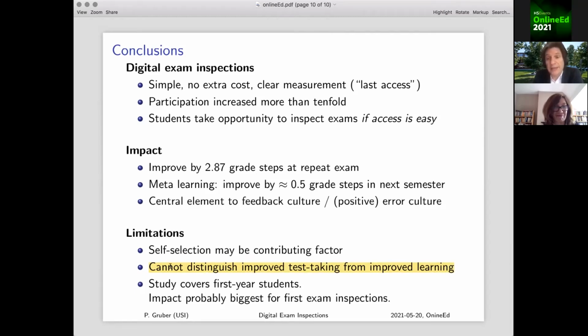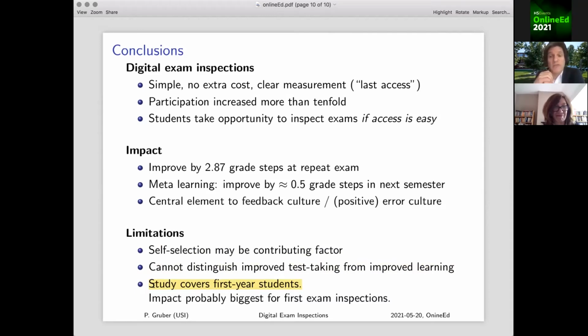And the last one, and this is definitely something that I have to admit, is my study covers first-year students. And probably the impact is the biggest for the first few exam inspections, because then students get feedback on their learning style. Maybe they also get a motivation to learn what they did wrong and possibly also why they did it wrong. And they will have some meta learning, but of course, this cannot be perpetuated. So it's not that if you do 10 or 20 exam inspections, that your grades get better by 10 or 20 points on a 10-point scale. That's clearly not the case.